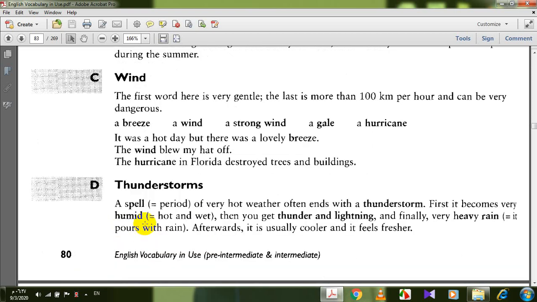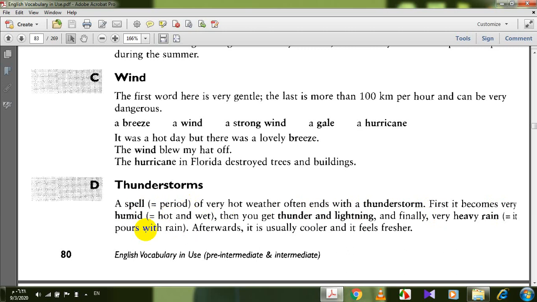Thunderstorms. A thunderstorm is a storm with thunder and lightning, and that's why it is called a thunderstorm. عواصف رعدية in Arabic. A spell, a period of very hot weather, often ends with a thunderstorm. This is a spell. فترة, a period. It means a period. By the way, a spell in Arabic also means ta'wida.